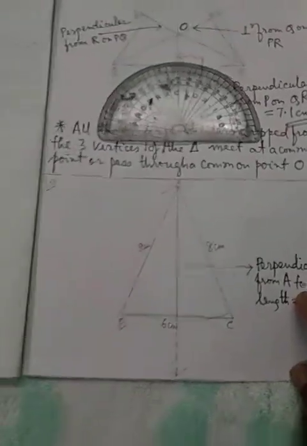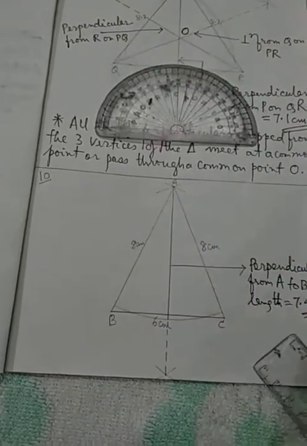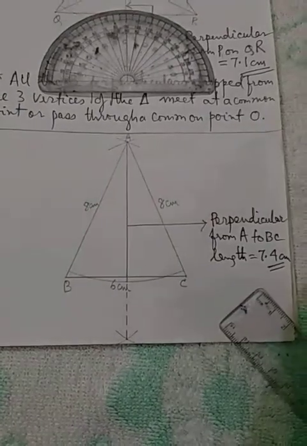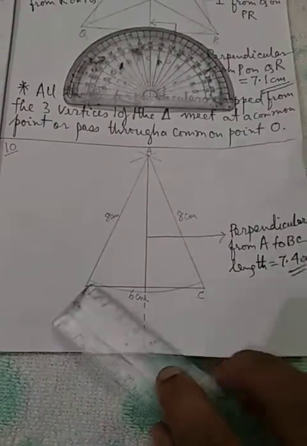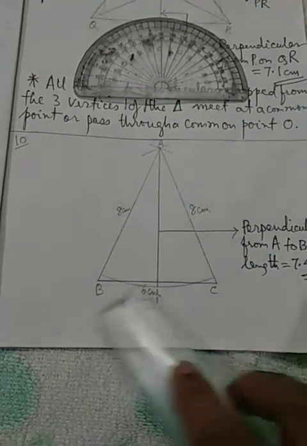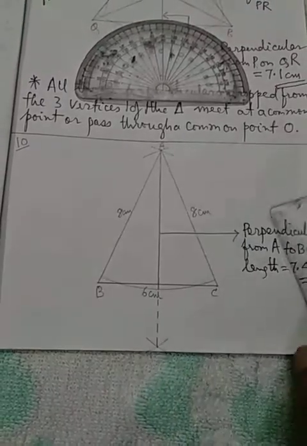Now the next one, if you see, children, this is number 10. So here I told you it is simple, because they are asking you an isosceles triangle. Previous one was equilateral, here isosceles. So base is given 6 centimeter. Base given 6 and the equal sides are given as 8.